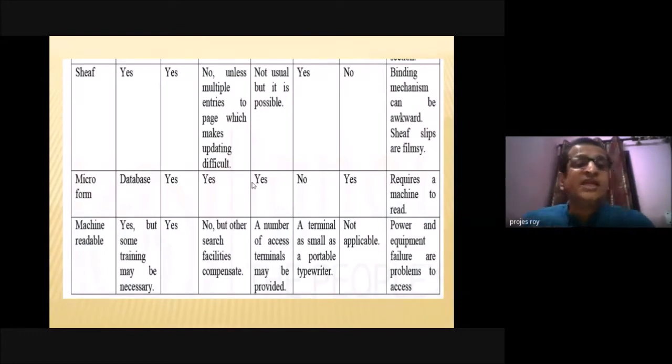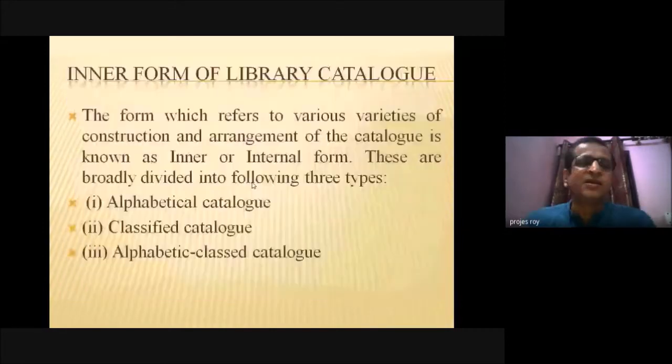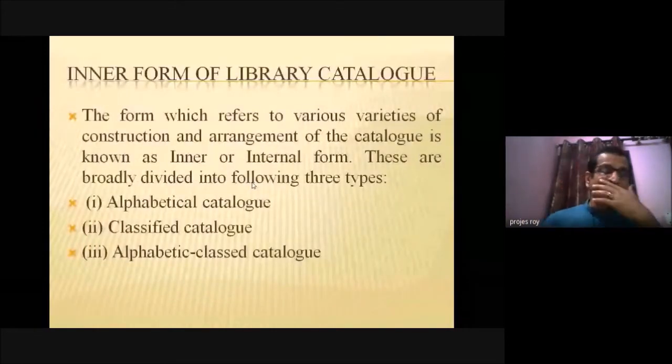Now we'll go with the inner form of catalog. Here you can see there are basically three types: alphabetical catalog, classified catalog, and alphabetical-classed catalog.